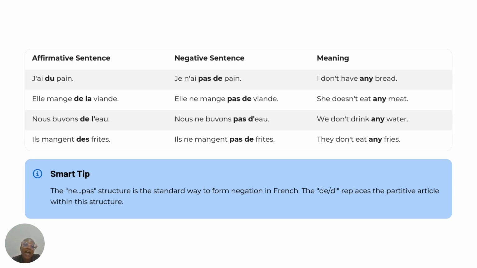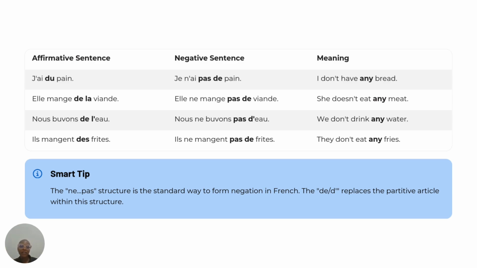For instance, we have j'ai du pain. J'ai du pain means I have some bread. Now, if you want to use it in the negative form, you say je n'ai pas de pain. I do not have any bread. So that means you do not say je n'ai pas du pain. You say je n'ai pas de pain. So that means instead of using du, we change it to de.